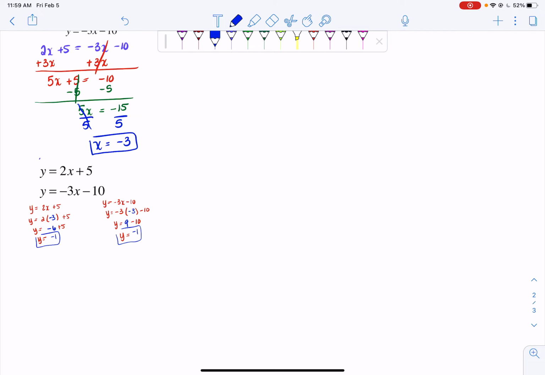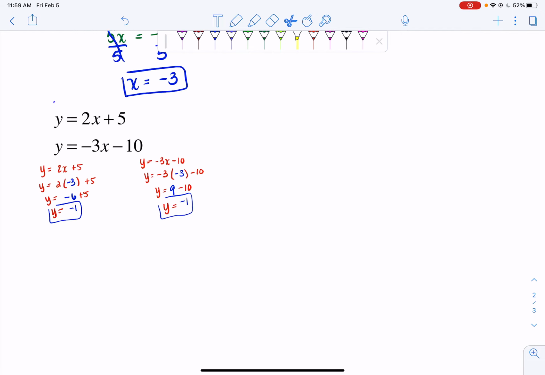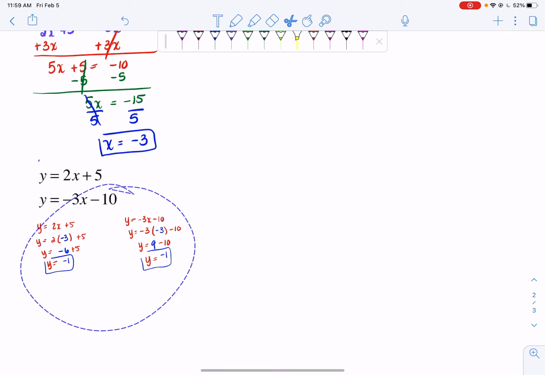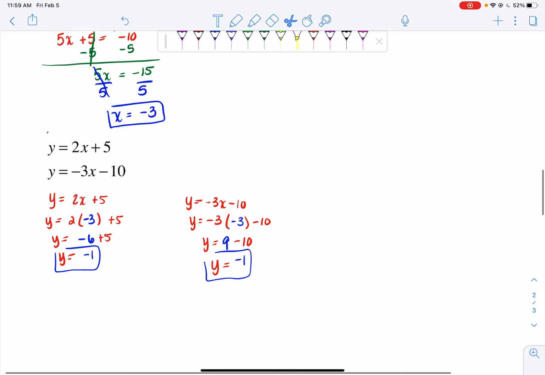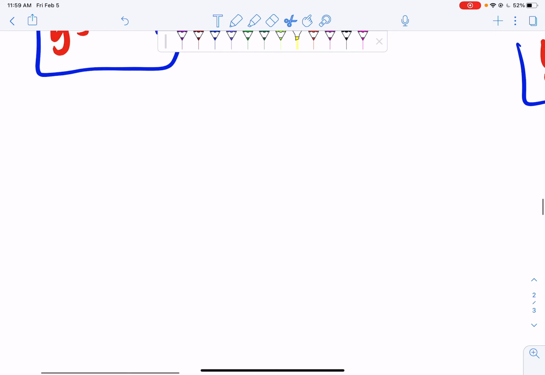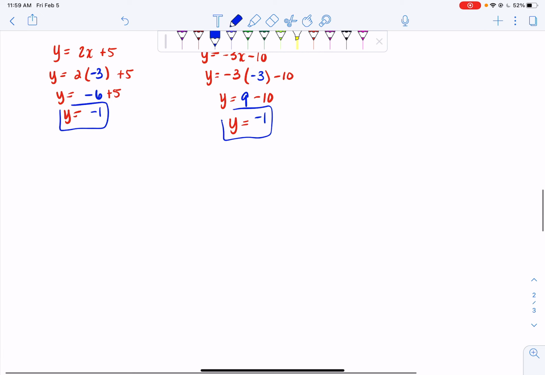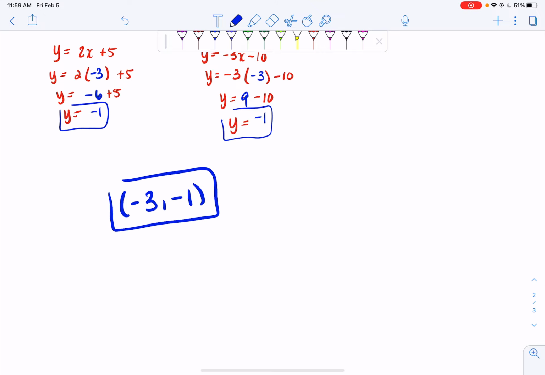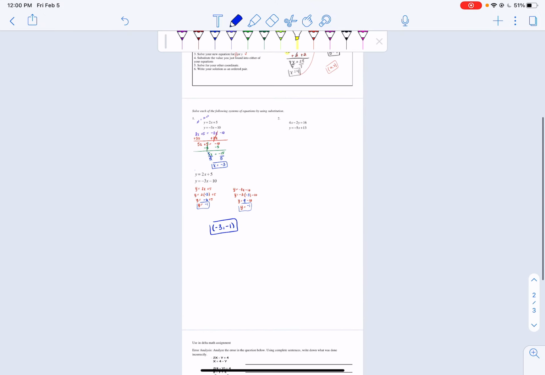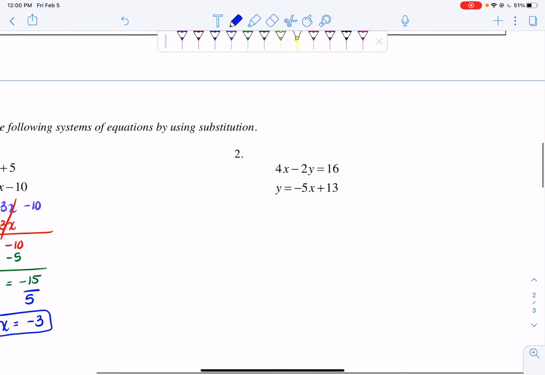So my final answer for this would be, make it a little bigger, negative 3, negative 1. And that's your final answer. Let's go on to our next example.